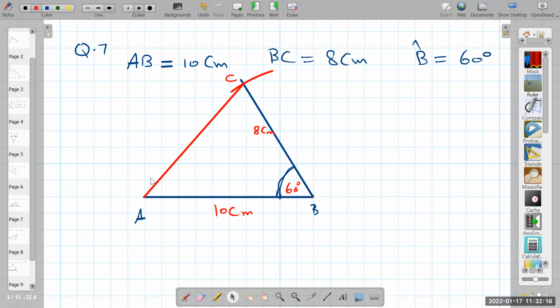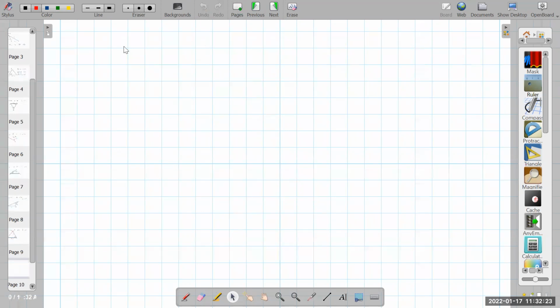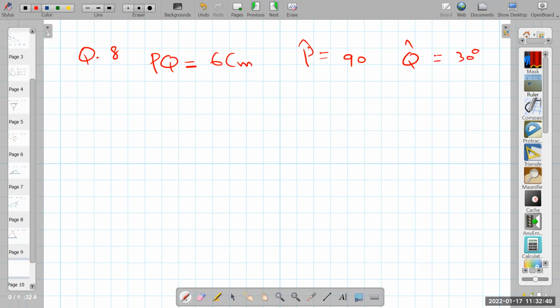Okay, now question number 8. Very important questions these are. PQ is equals to 6 centimeters. P angle is equals to 90. Angle Q is equals to 30. This is the question. With the help of this, we want to draw a triangle.